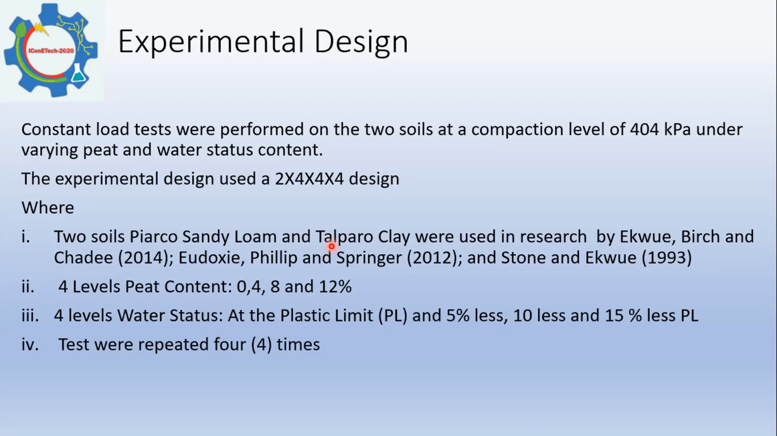4 levels of water status at the plastic limit. It represents when the soil is wet. And then 5% less, 10% less, and 15% less the plastic limit. 15% less representing the driest condition of the soil. Our test will be repeated 4 times.